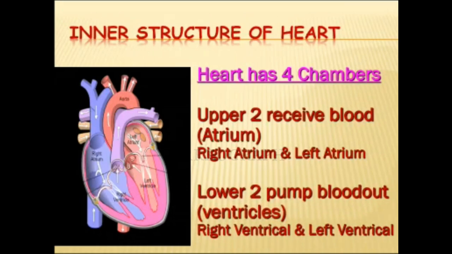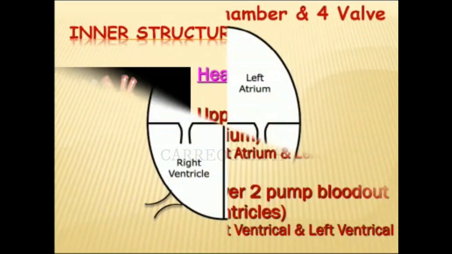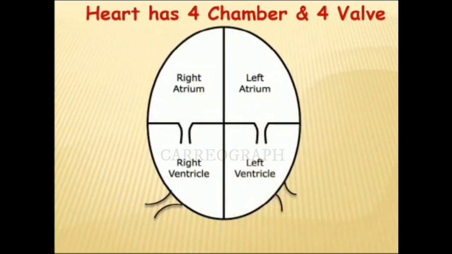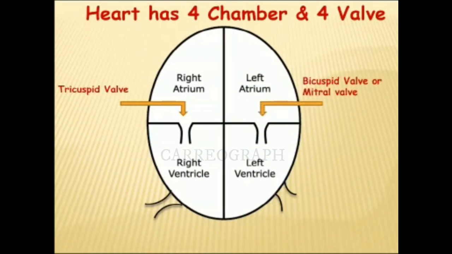And apart from these chambers, the heart has four valves. The valve which is present between right atrium and right ventricle is tricuspid valve, and the valve which is present between the left atrium and left ventricle is bicuspid valve or mitral valve, and the valve which is present in the right ventricle is pulmonary valve, whereas the valve which is present in left ventricle is aortic valve.